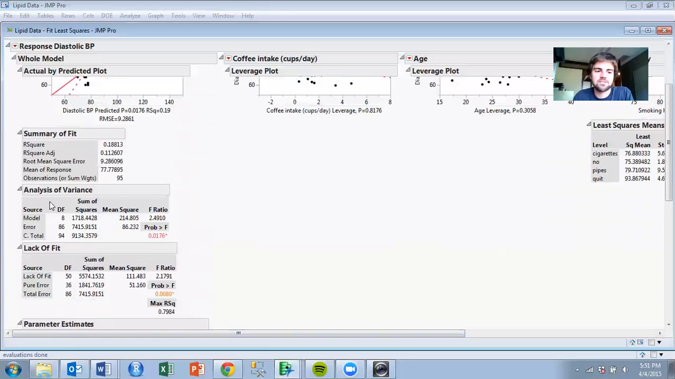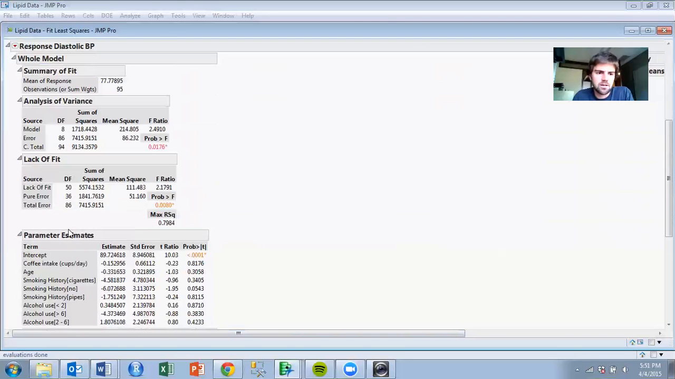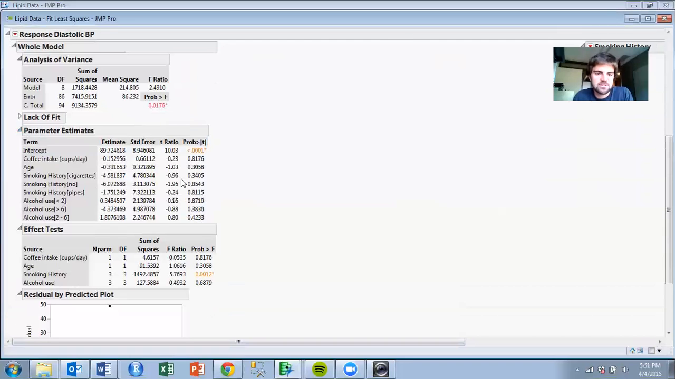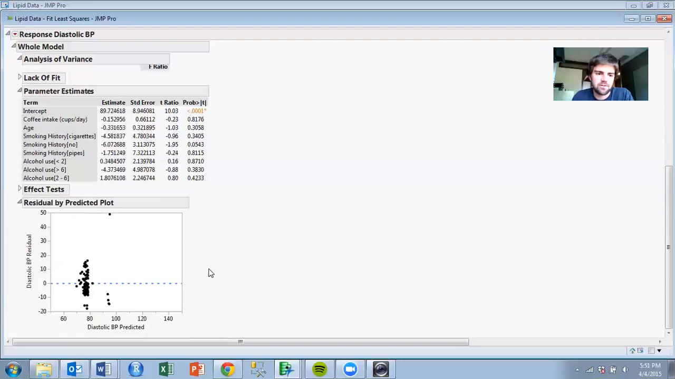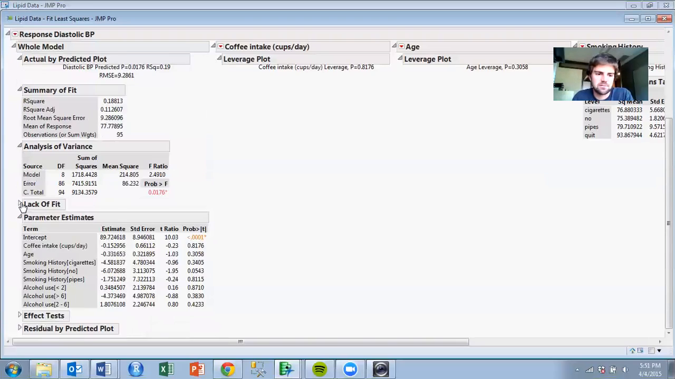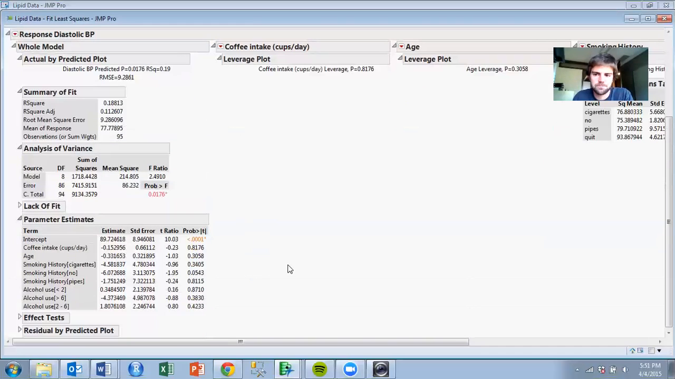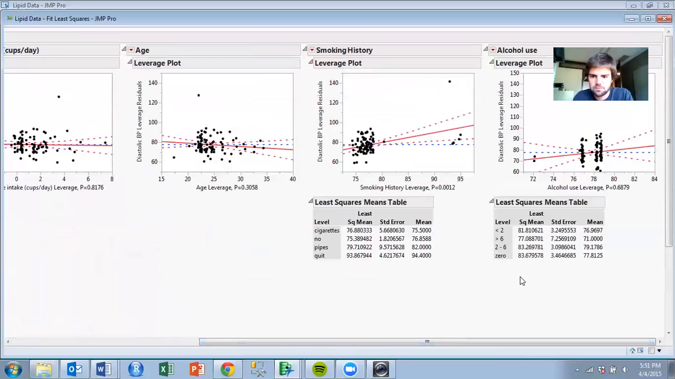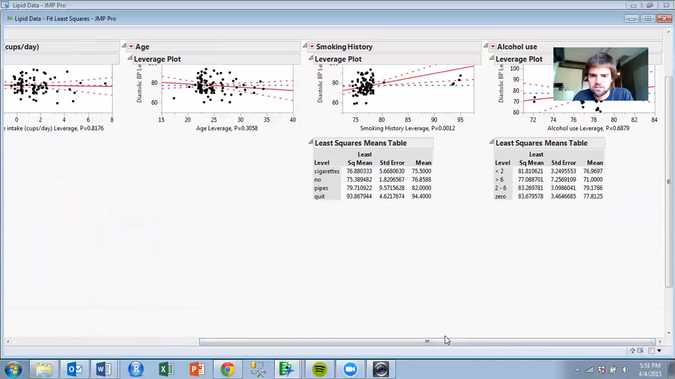You can see we have this analysis of variance table here. So you'll notice we don't use the lack of fit table. We care about the ANOVA table now. We can use this. We can use the parameter estimates table. And we're not going to use the effect tests. Here's our residual plot. It's pretty gross looking. But okay, so what do we got going on over here? A couple of other things in the case that we're interested.